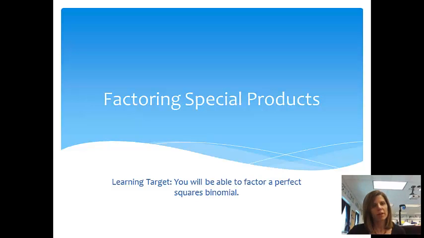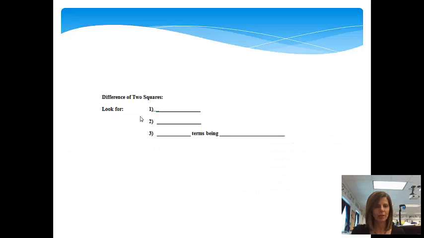Continuing our study on factoring, we're now going to get into factoring special products. At the end of this lesson, you'll be able to factor a perfect squares binomial. First of all, I'm just going to tell what a perfect squares binomial looks like, and then some key characteristics, and then how we can factor it.